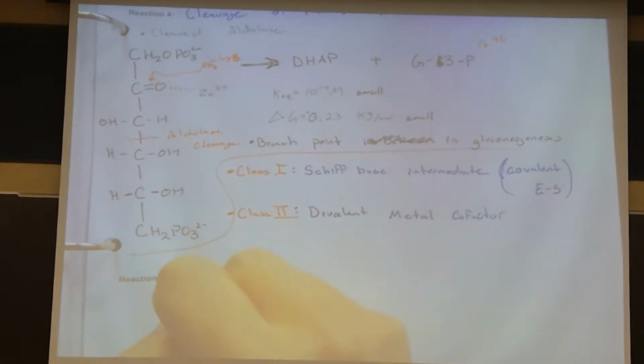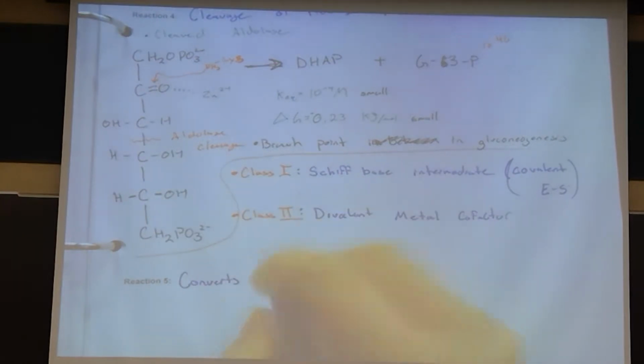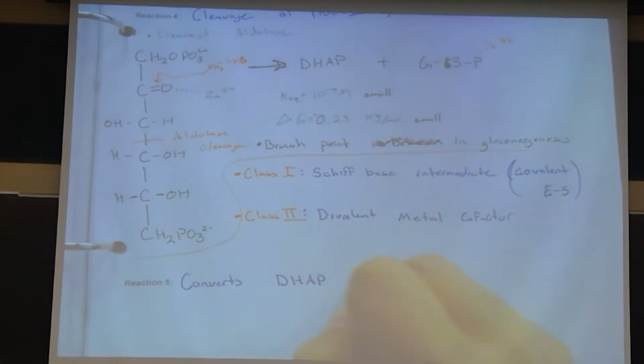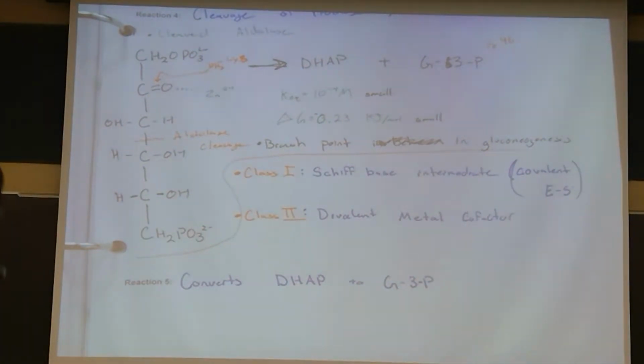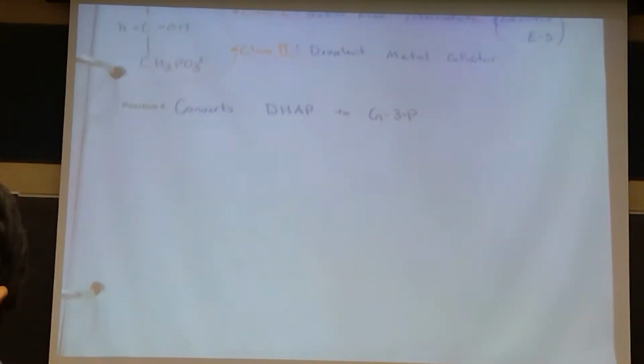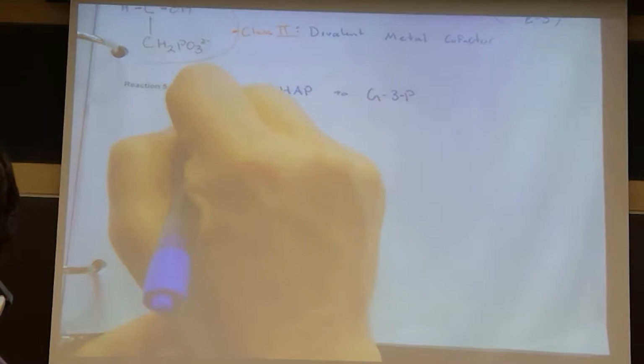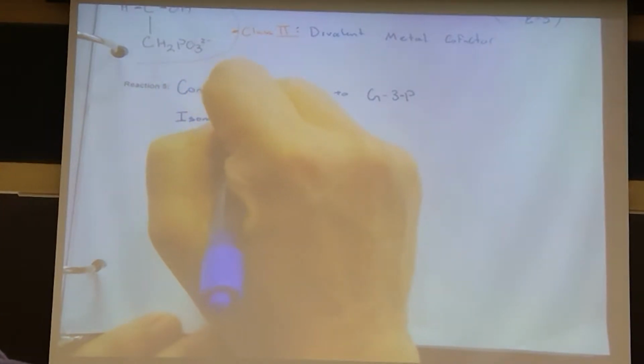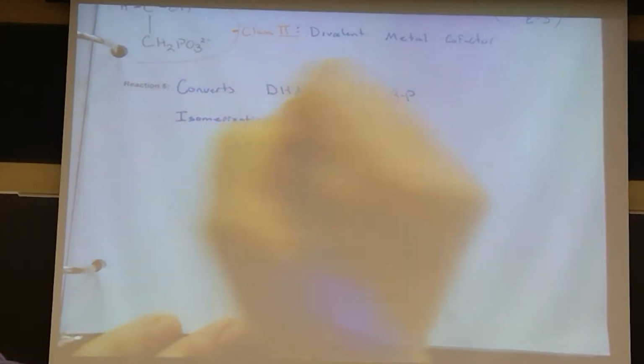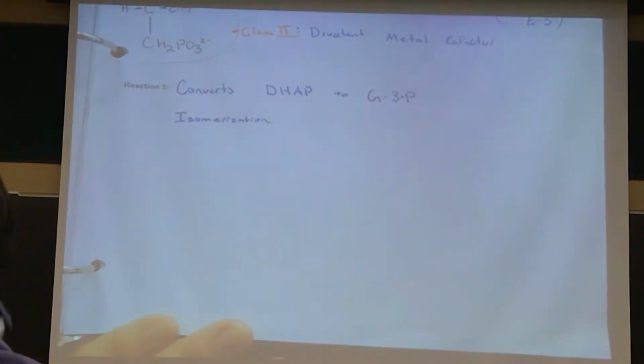Reaction number 5 converts DHAP to G3P, and this is the one with the G. This is an isomerization reaction.